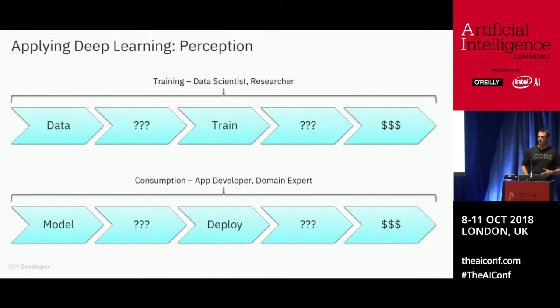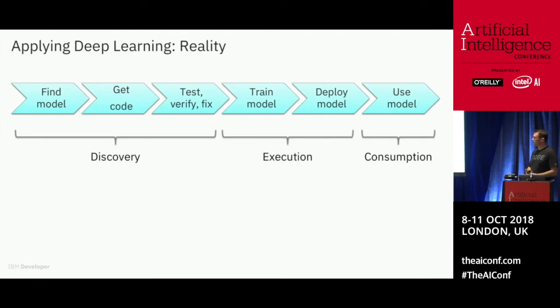So why do we really care about enterprise AI and the end-to-end deep learning life cycle? That's pretty easy, right? You just have data, you train a model, and you profit. Or if you don't have data, or if you don't have the expertise to train a model, you're a domain expert or an app developer, you just find a model, deploy it, and again, you just profit. Simple, right? But in reality, this process is a lot more complex.